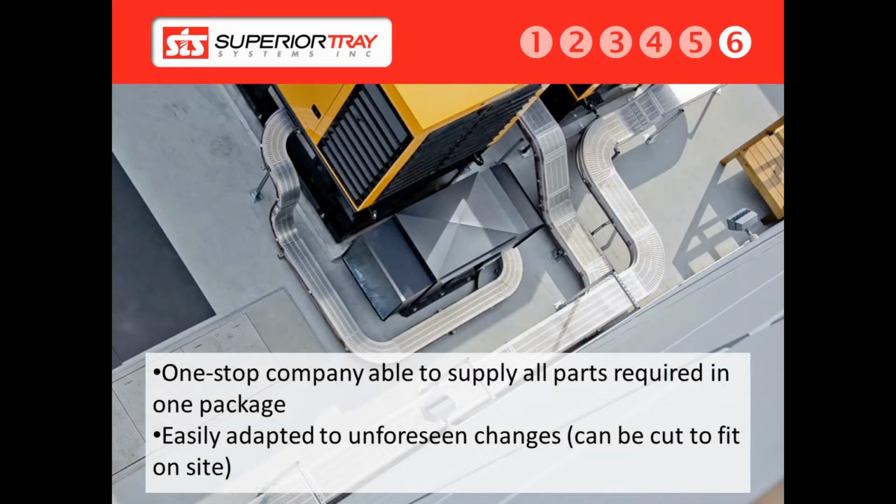Superior Tray Systems is a one-stop manufacturing facility that designs and manufactures all of our products. If we do not have what the customer requires, we will custom design it and build it for them. No matter how large or small the project may be, Superior Tray Systems can handle it. One of our largest projects was our integrated walkway and the cable bus for the Canada Line Rapid Transit line. The system was 19.5 kilometers long in total.